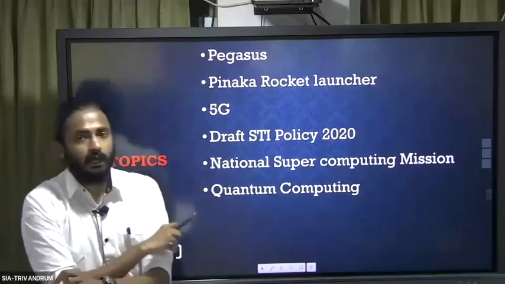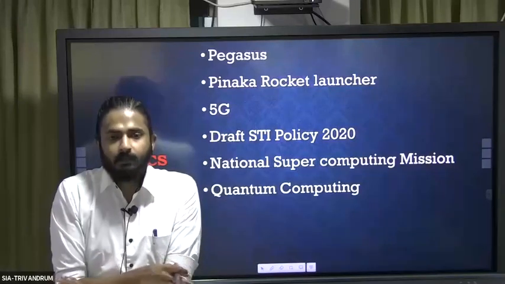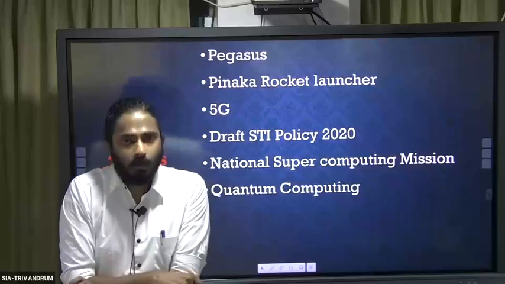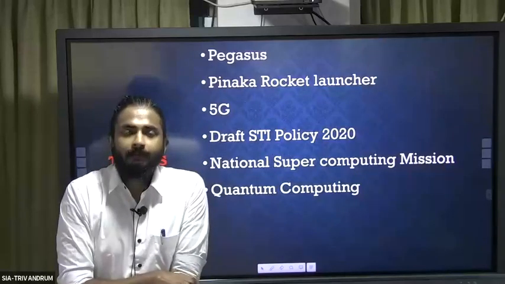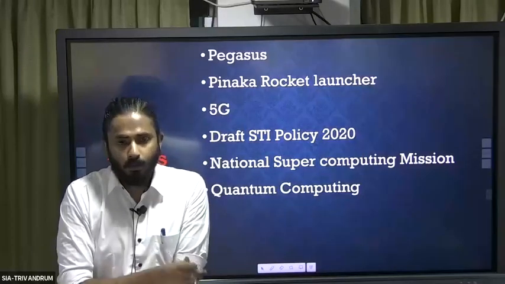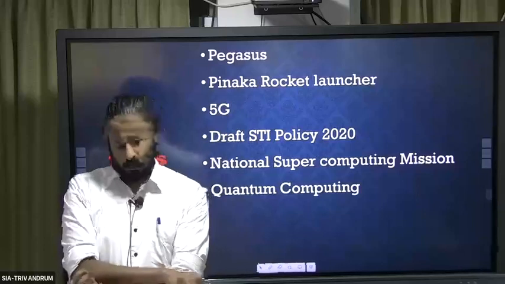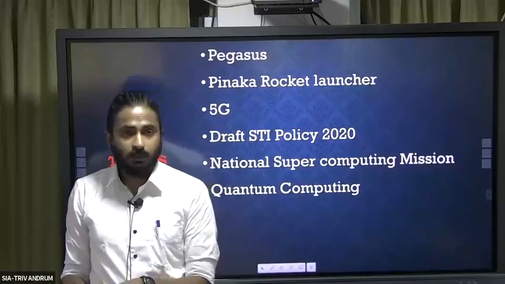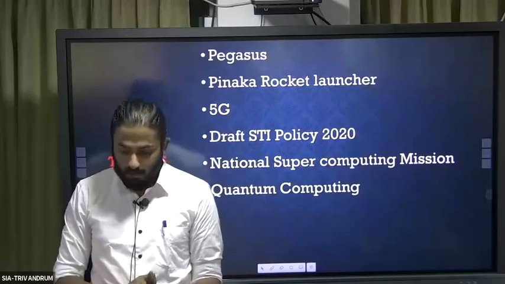Then we have a STI policy, science technology innovation policy draft has come. We'll discuss some aspects of that. Then we'll discuss about supercomputers and quantum computers. So we have a national supercomputing mission, and we are building quantum computers. So what are quantum computers? What is quantum supremacy? What is qubit? All these things we'll discuss. What is the difference between a quantum computer and a normal computer?